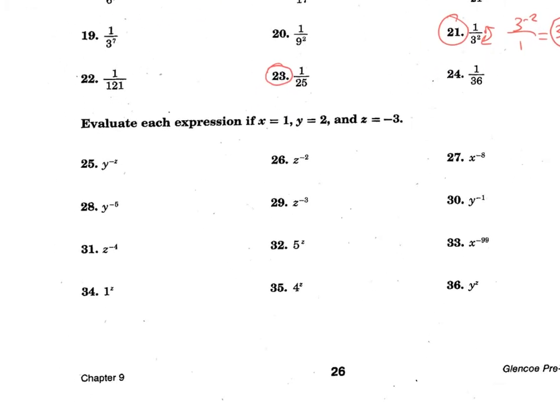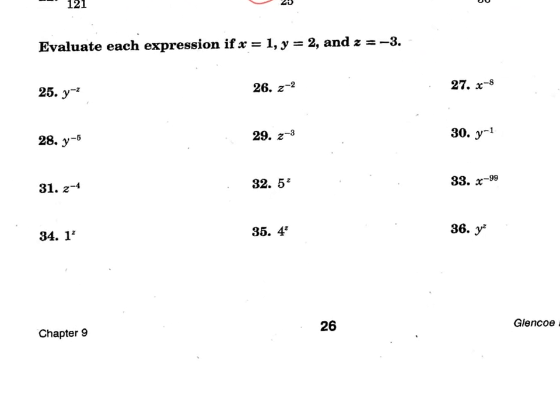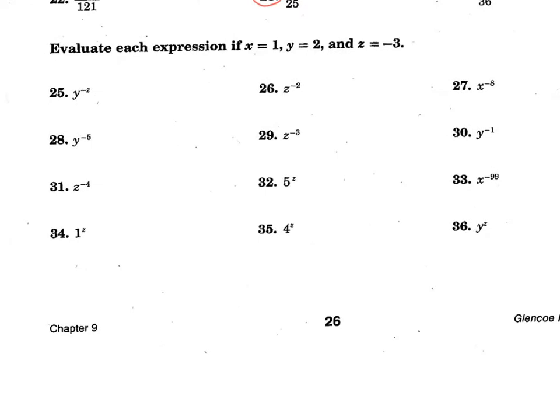All right, let's do a couple where we have to plug in some things, substitute in some pieces. How about 25? Okay, y to the negative z. Ooh, they want us to put in a couple. So for y, we'll put in 2, and then to the negative z power, so to the negative 3 power. In other words, 2 to the third power.